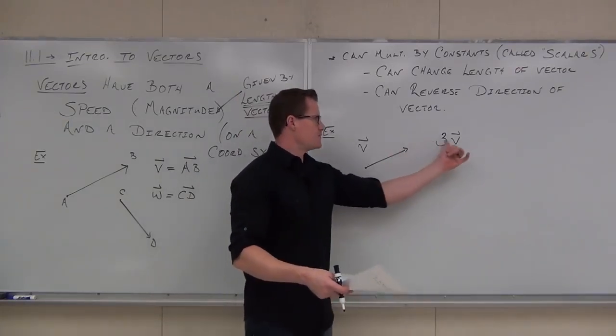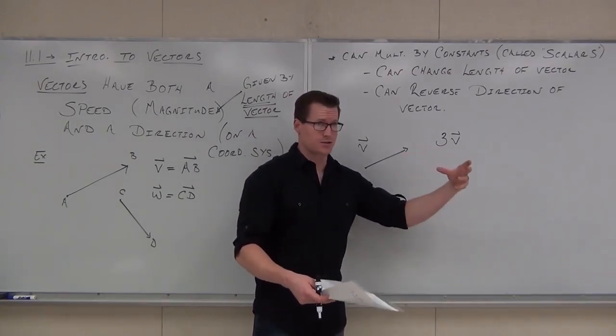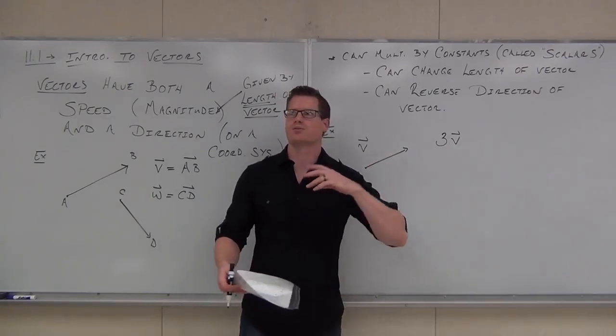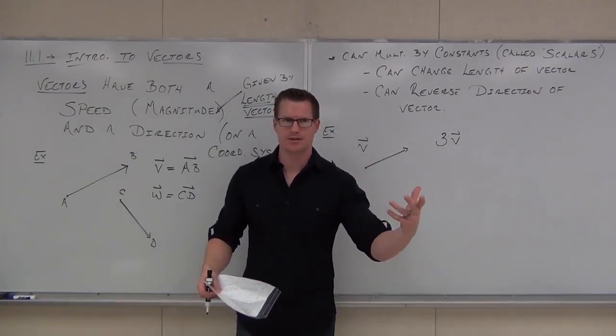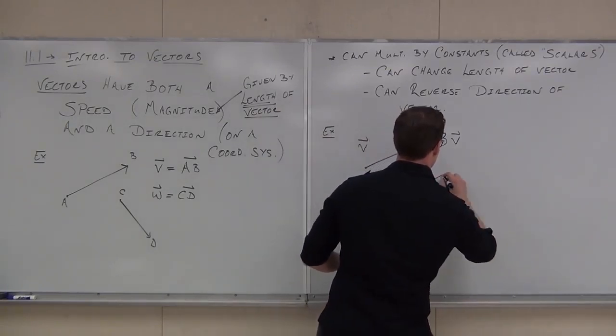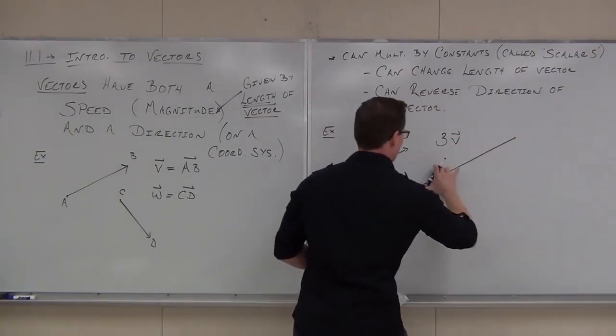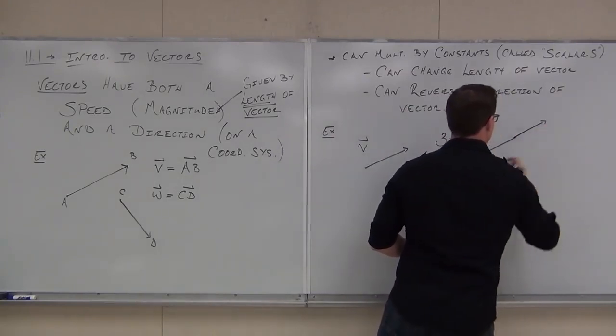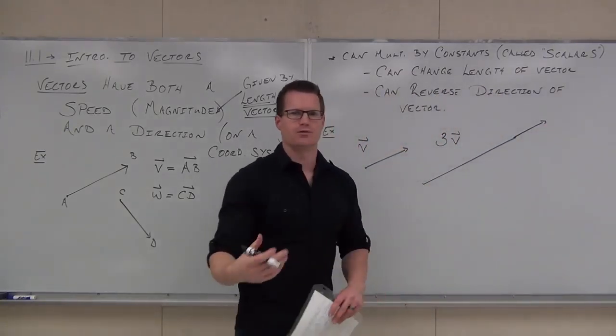So 3 times the vector v, that scalar's 3. It's saying, hey, I want the same exact direction, but I want it to be 3 times longer. That's the idea here. Does that make sense to you? So I'm going to try to make something the same direction, but 1, 2, 3 times longer. That's the idea of what a scalar does.